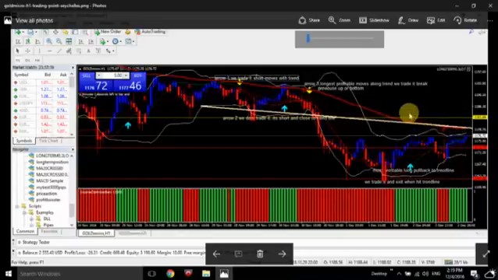So this is how you take entries based on the trend line. Remember, whether it's an uptrend or a downtrend, arrow number two is not a profitable trade. All we trade is arrow number one, number three, and number four. After arrow number four, we expect arrow number one to come out.